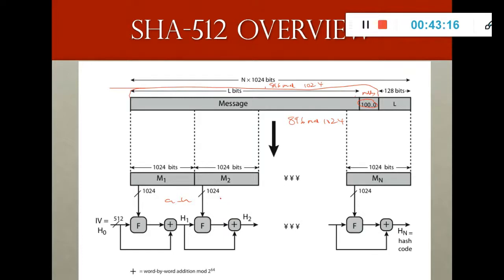It's actually the fractional part of the square root of the first eight prime numbers: 2, 3, 5, 7, 11, 13, 17, and 19. So you have A until H, taking the fraction of the square root of the eight prime numbers. You initialize the hash buffer. This function is the key, the heart of the secure hash algorithm. We will see it after this.